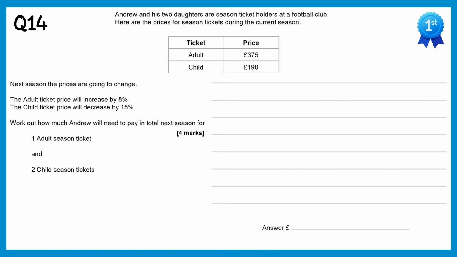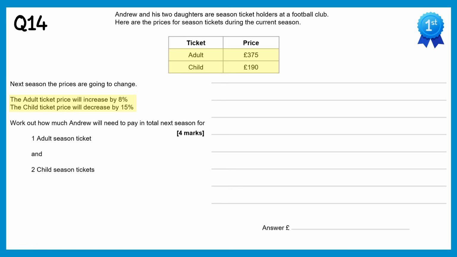For this question, we're given some information about how the prices of tickets are going to change. An adult ticket is going to increase by 8% and a child ticket is going to decrease by 15%. We are also given the prices of those tickets before those changes happen. So, let's start with the adult ticket price. That's going to increase by 8%. So let's find 8% and then add that on.